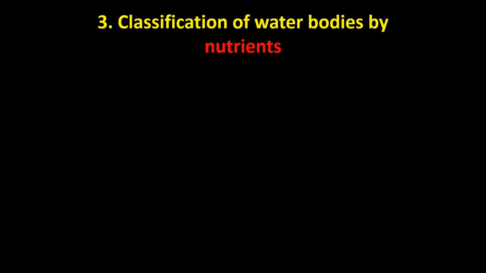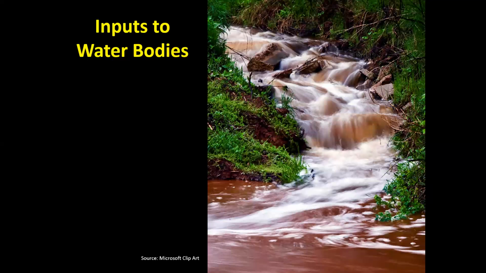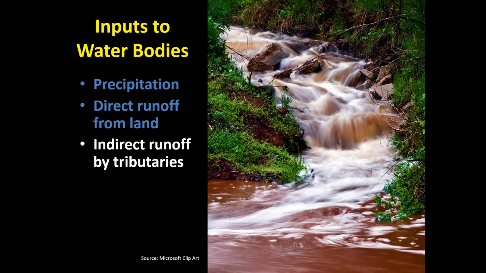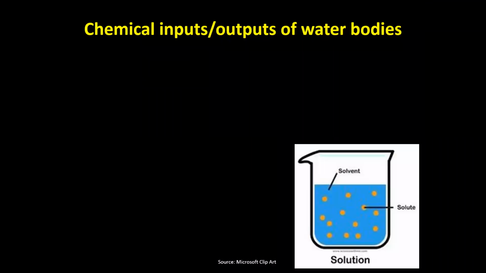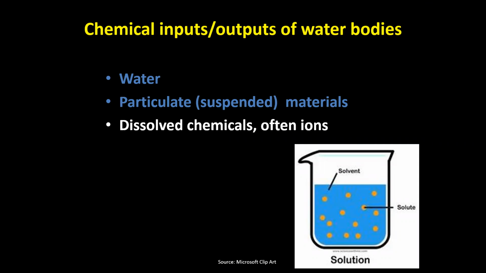Now, we can also classify water bodies by the nutrients that they contain. But before we talk about that, we've got to give some background information. The inputs to water bodies come from precipitation, which is basically water, but then there's runoff from the land, inputs from various tributaries, and groundwater can contribute as well. In these inputs and outputs of water bodies, of course, there's water, but there's particulate matter or suspended materials. And then there's dissolved chemicals, and these are often ions.